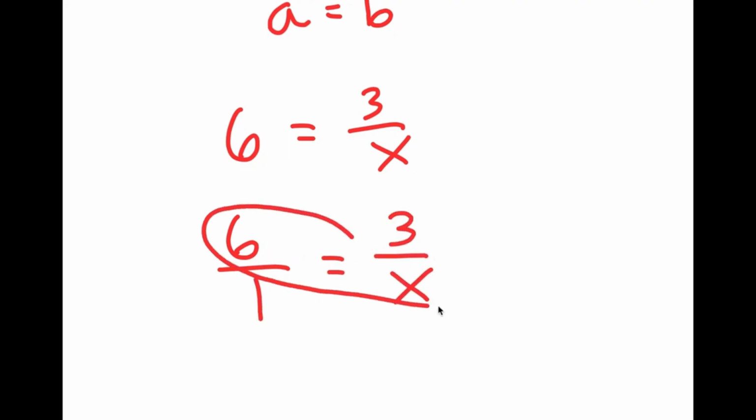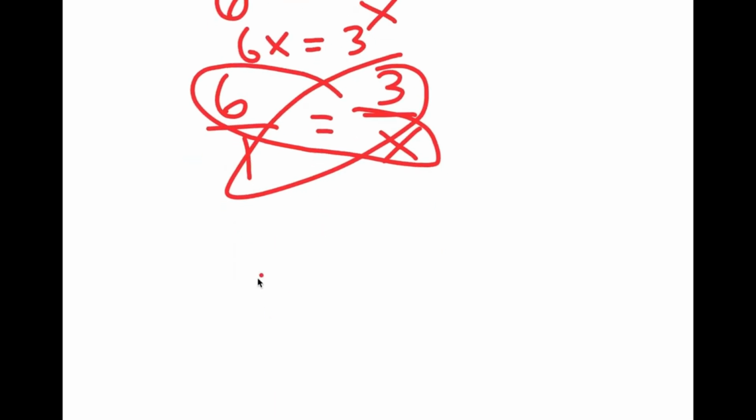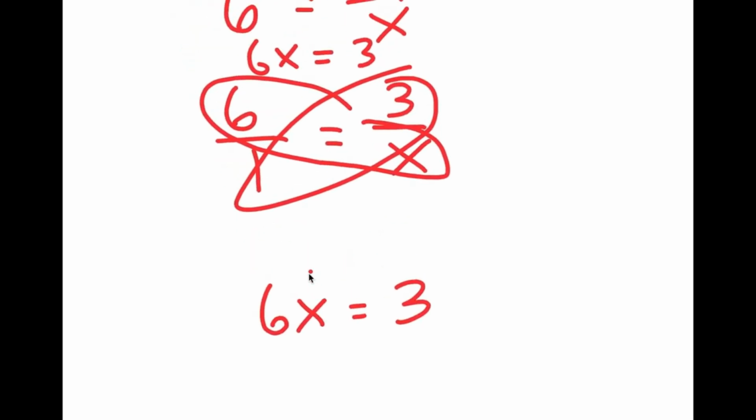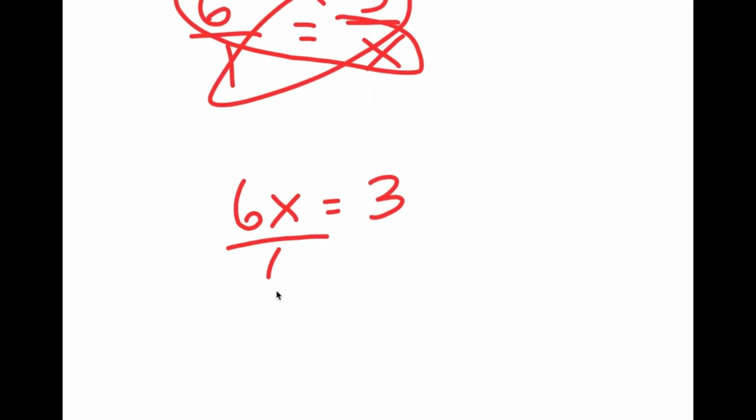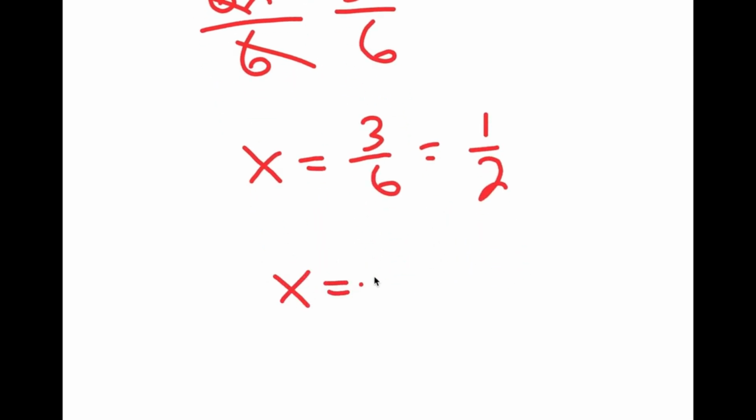And now I can cross multiply. 6 times x is 6x, and 1 times 3 is 3. So I get 6x equals 3. And now if I divide both sides by 6, these two cancel out, and I get x is equal to 3 over 6, which simplifies to 1/2. So I get x is equal to 1/2.